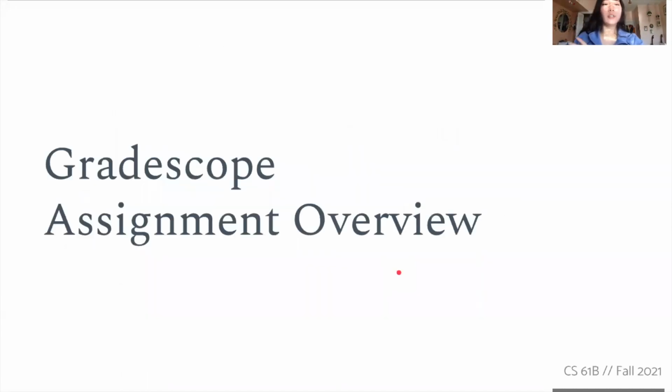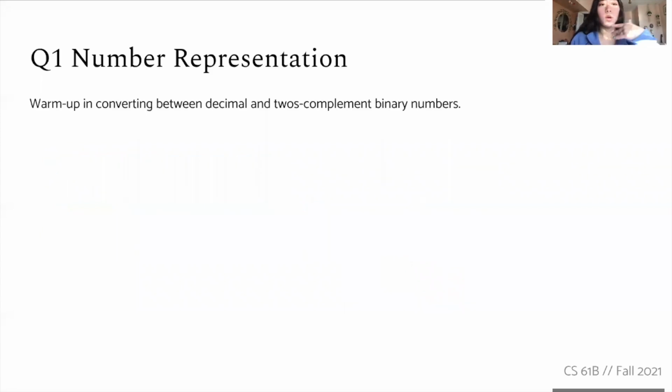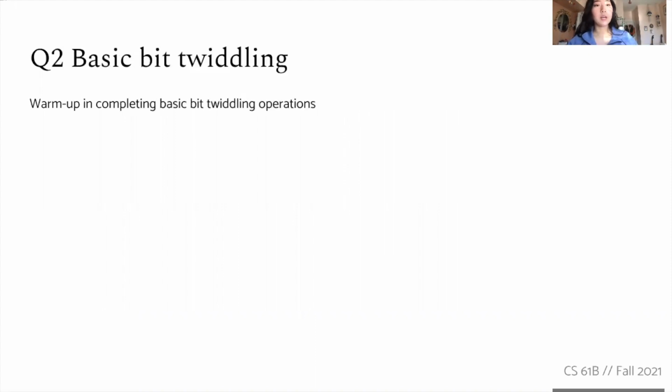Now I'm going to talk a little bit about the Gradescope assignment so you can have an idea of what you're stepping into. Question 1 is a warm-up question in converting between decimal and 2's complement binary numbers. This is a good way to make sure that you're ready to move on to the rest of the assignment, because this is our bread and butter, the fundamentals. Then we're going to do some basic bit twiddling operations. So this is your shifts and your and, or, XOR, flip, whatever. These are just practicing those bit operations.